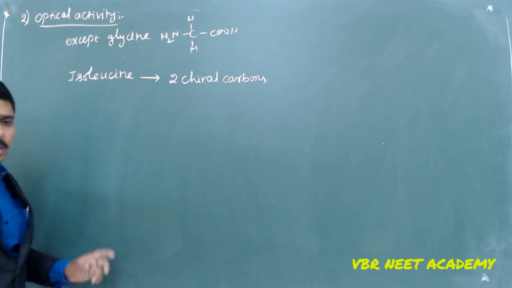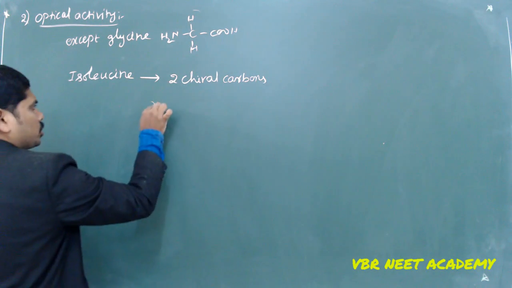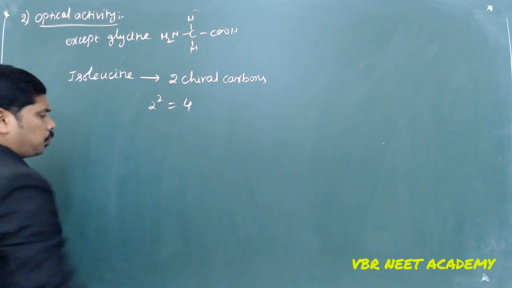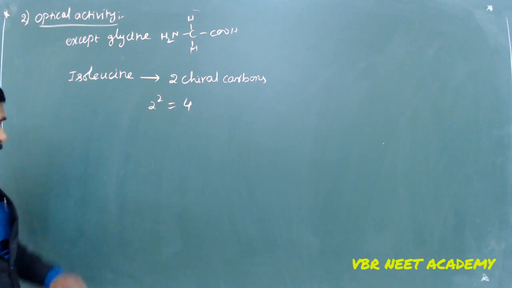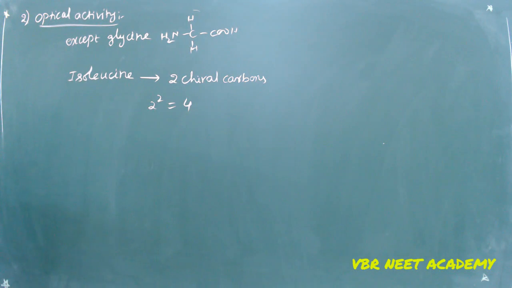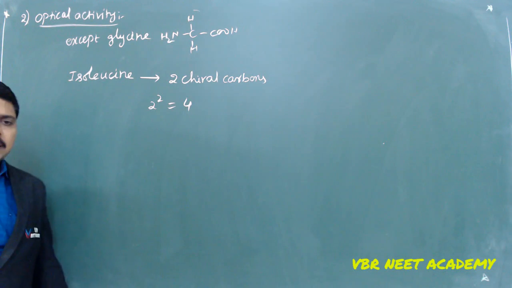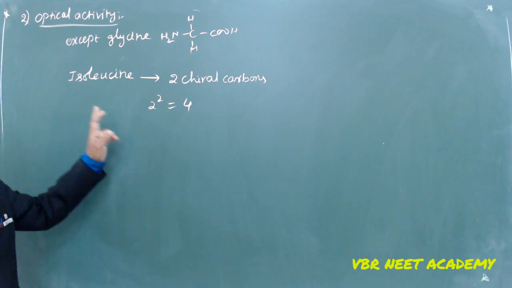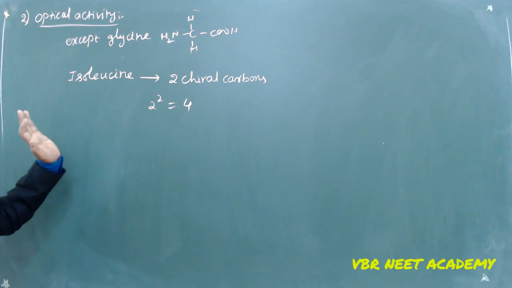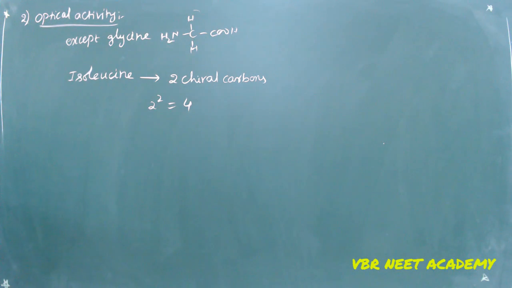Isoleucine is going to have two chiral carbons. That's why, by the 2 power 2 rule, 4 optical isomers are possible for your isoleucine molecule. So these are the things you are supposed to know for optical activity. Glycine is not optically active. Isoleucine is showing more chiral carbons, so more optical isomers.